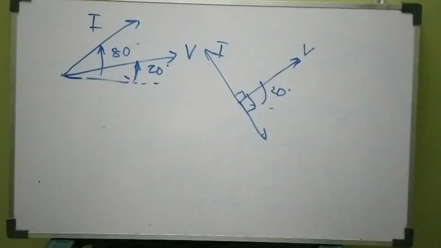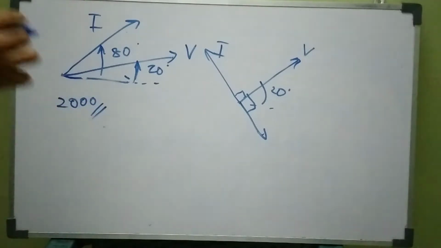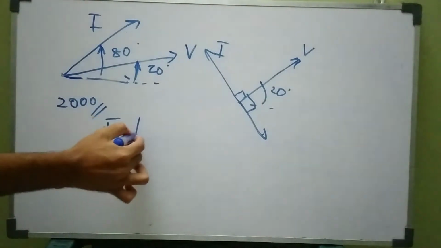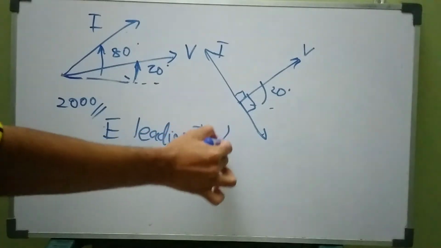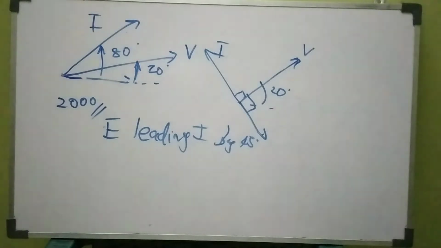However, in the second data they have given, at omega equals 2000 radians per second, E leads I, which means E is leading. Now the voltage is leading I by 45 degrees.